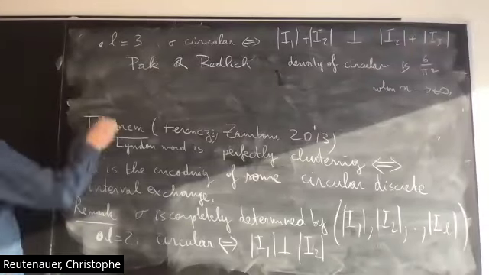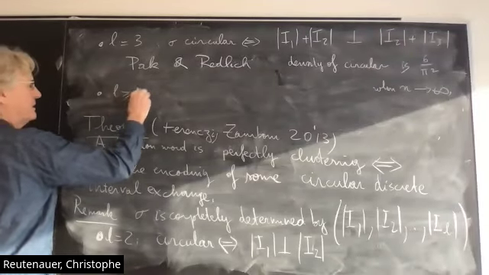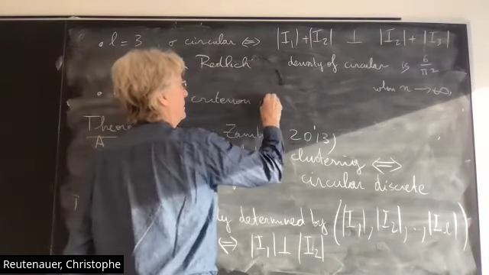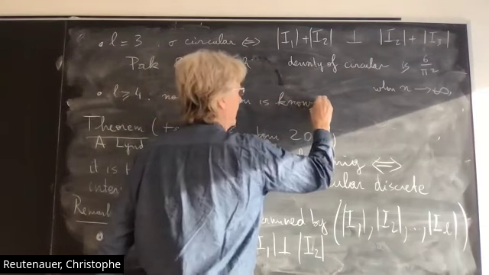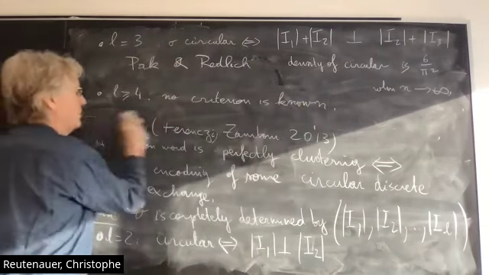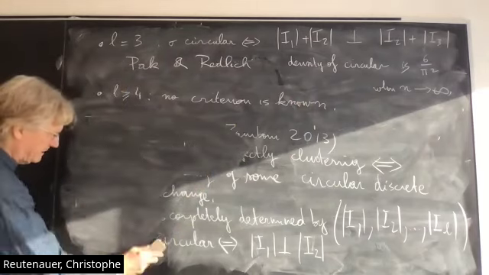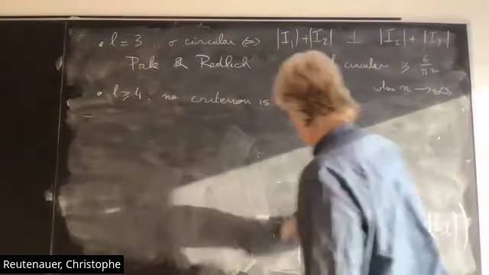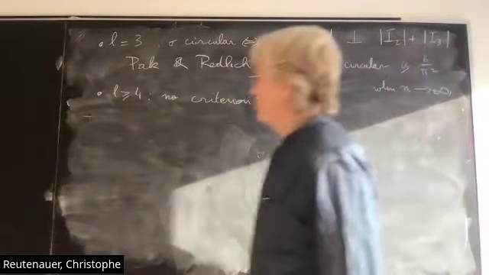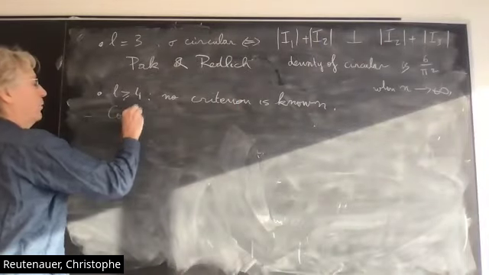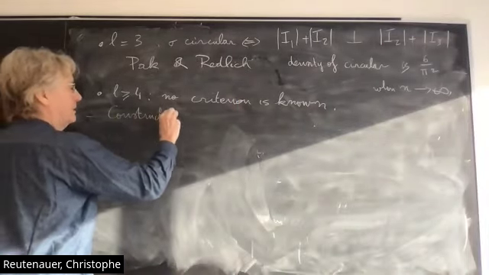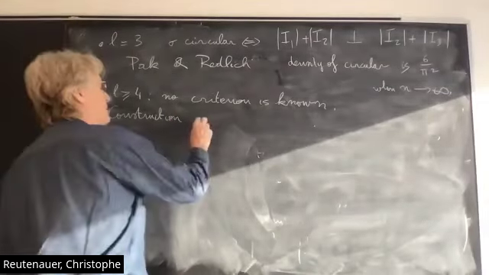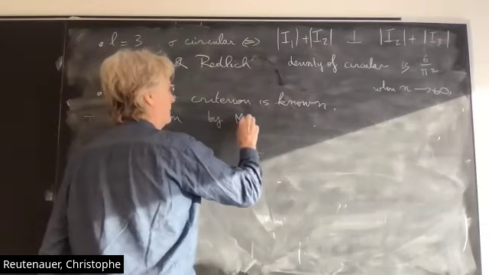And in general, no criterion is known, and even there is a result, but I have forgotten the name of the authors, which proves that in some sense there is no arithmetical criterion. However, the construction of all these circular discrete interval exchanges was done by Mélodie Lapointe.